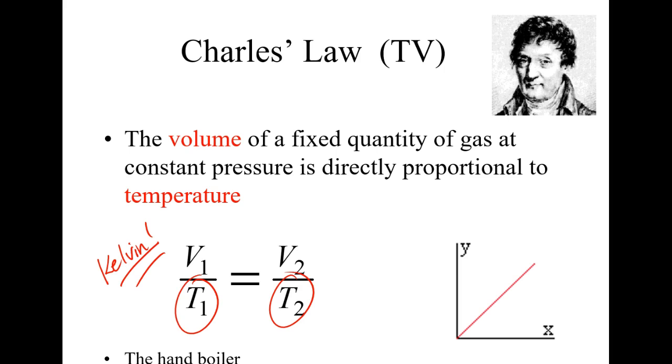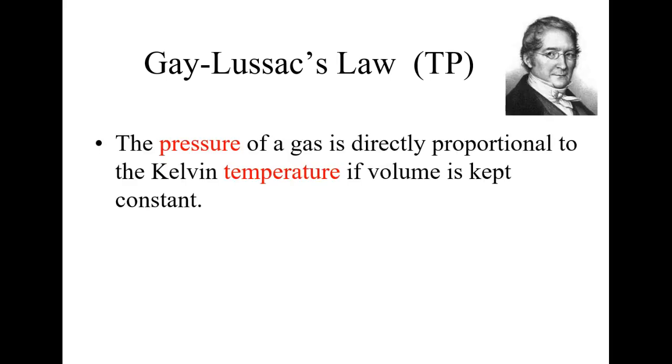As one variable increases, the other increases. The last combination that we'll see is temperature and pressure, Gay-Lussac. And this is another directly proportional or directly related set of variables. If temperature goes up, pressure will go up.